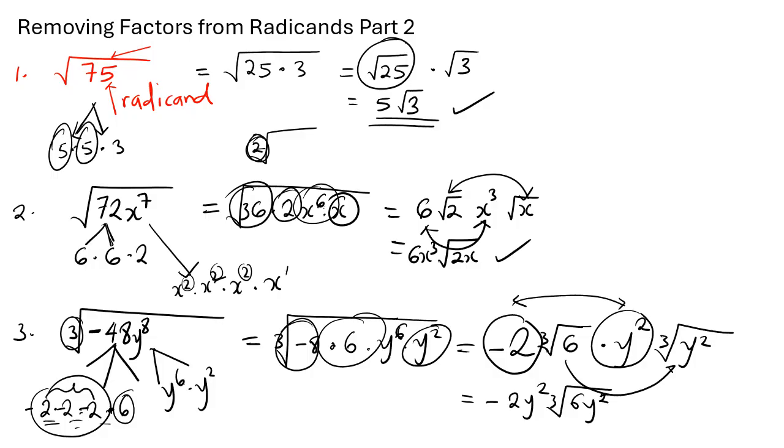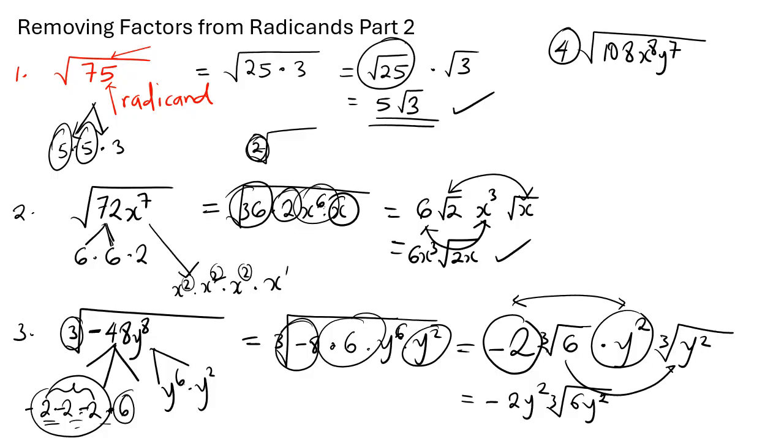Okay, let's say for example you have the square root of 108, x to the 8, y to the 7th, like that. Let's go to example 4. Let's try it again quickly.